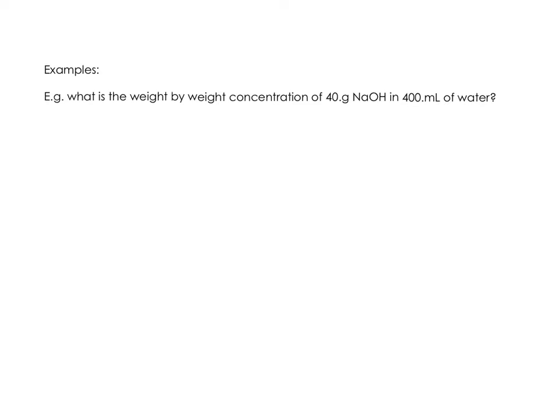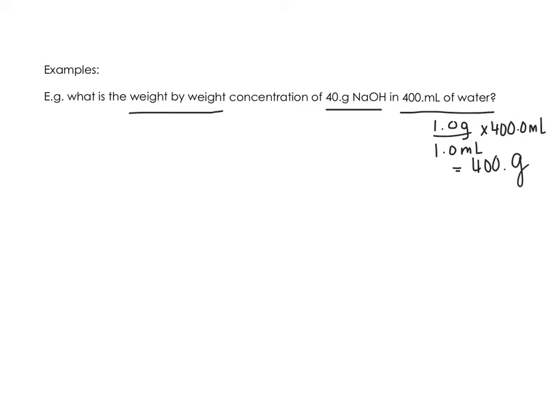So what is the weight by weight concentration of 40 grams of sodium hydroxide in 400 milliliters of water? This is present in the smallest amount. This is present in the greatest amount. So sodium hydroxide is our solute, and then 400 milliliters of water. We want weight by weight, so these have to be both in grams. The density of water is 1 gram per 1 milliliter. So 400 milliliters times the density of water is 400 grams. So show this conversion or have a statement when you do your calculations, because you can't just change the units in a question. You actually have to state why it changed.